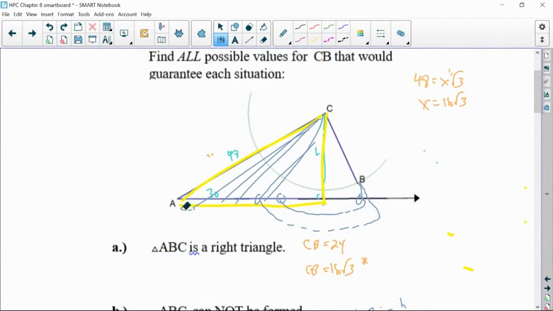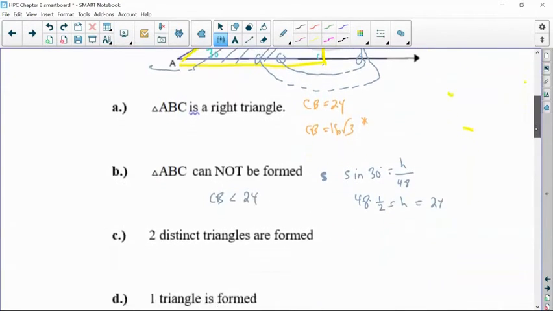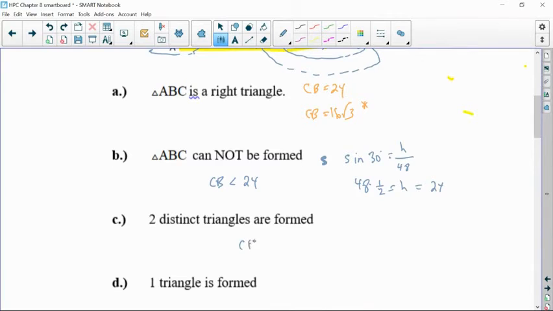In other words, I can't go past here. I can't go past 48. So I have to be in between 24 and 48. And again, if that's a little bit confusing, go back and look at that GeoGebra exercise and play around with that a bit.